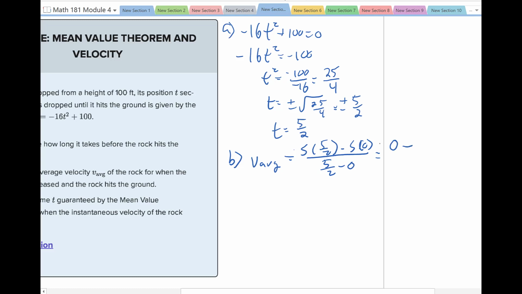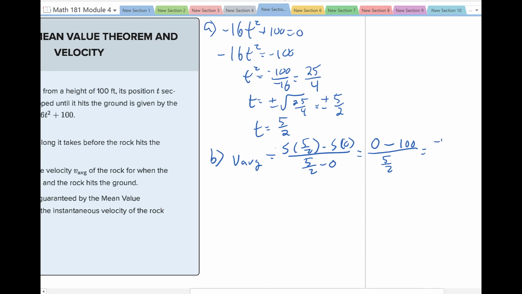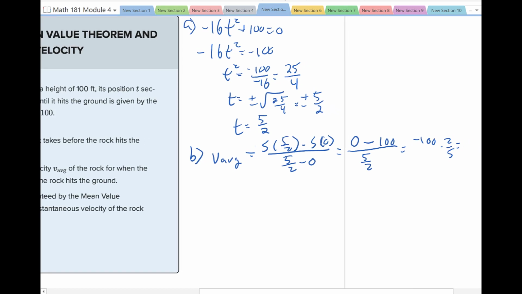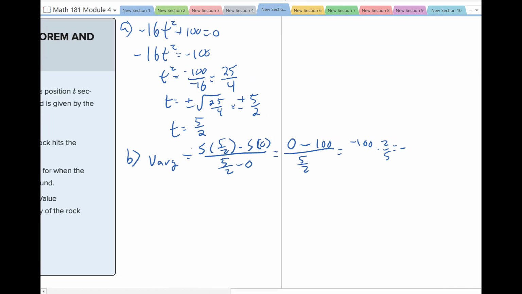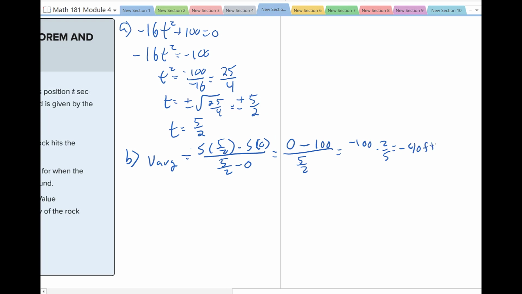So, cool. At time 0, the elevation is 100 over the 5 halves equals negative 100 times 2 over 5. And so I believe that would be negative 40 feet per second. That's our average velocity from when it starts falling. So looking at this, from there to there, the average velocity is negative 40 feet per second. Okay.